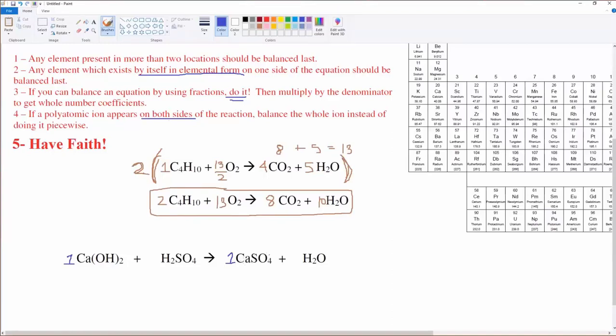Now for the SO4, I'm going to use this rule. It says if a polyatomic ion appears on both sides, I can balance the whole thing. So instead of worrying about every single oxygen, I'm going to balance that as a cluster. Here I've got 1 sulfate in the product because I already balanced it against my 1 calcium. So I want 1 sulfate in this reactant for that to work. So I've got 1 calcium hydroxide and 1 H2SO4 is going to give me 1 calcium sulfate. My calcium atoms and my sulfate polyatomic ions have been balanced. So far we're looking good?